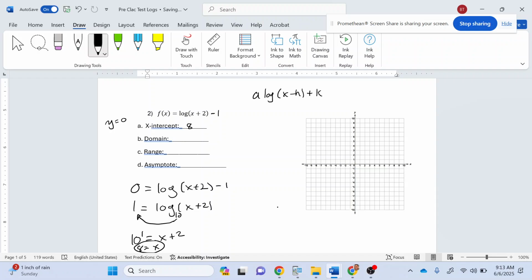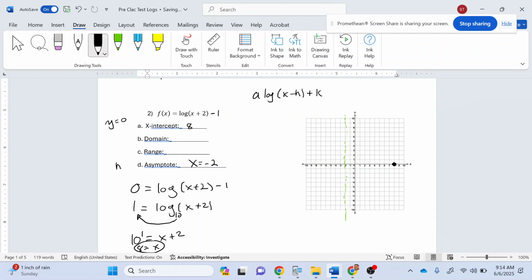Domain, I'm going to first talk about the asymptote. The asymptote for a log function is your h value. It should be asking for the x-intercept, so fix that. It's going to be your h value, which in this case is -2. So x equals -2. I have a dotted line at -2 going this way. And I know my x-intercept's 8. I could put a point there, actually.